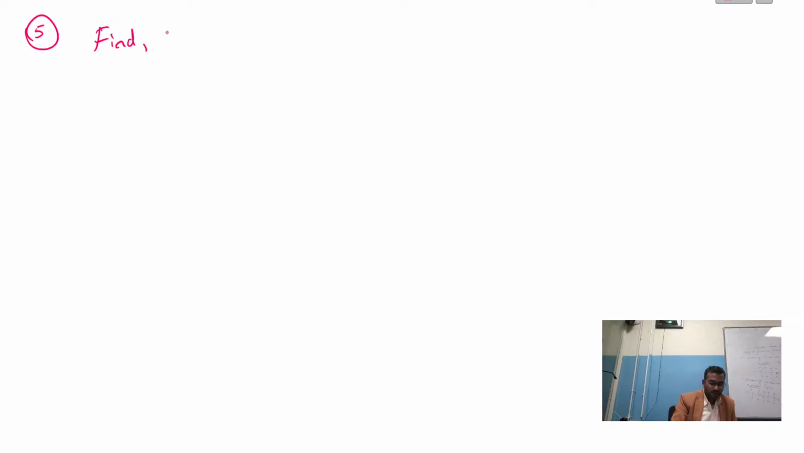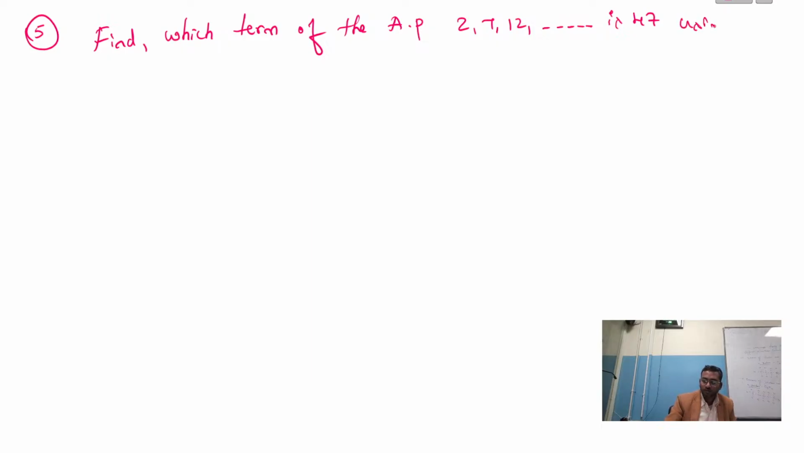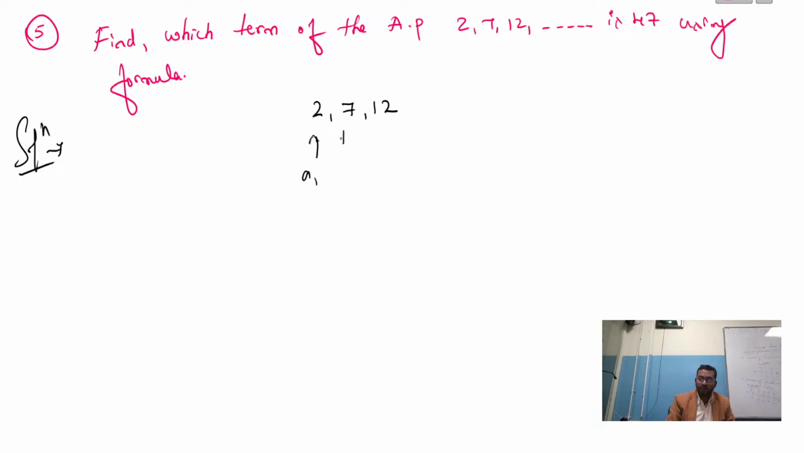Find which term of the AP 2, 7, 12 and so on is 47. Using formula. Okay, let's see how to solve this problem. Find which term of the AP 2, 7, 12 is 47. It means we have first number 2, we have second term 7, we have third term 12. See, this is our first term, this is our second term, this is our third term.